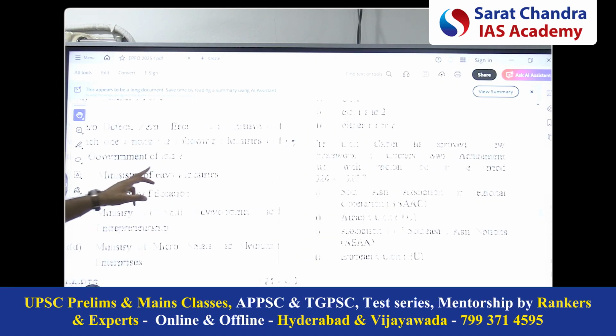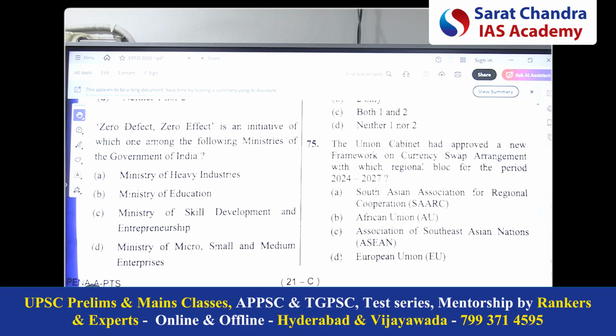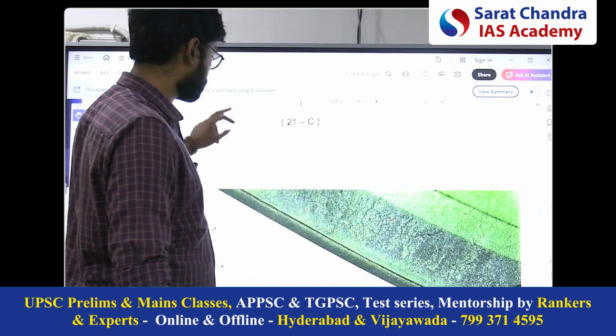Look at this. Zero Defect, Zero Effect is an initiative of which one of the following ministries of the Government of India? Zero Defect, Zero Effect is a scheme which has been brought in by the Government of India to provide quality products, made in India products, to the world. This is an initiative of the Ministry of Micro, Small and Medium Enterprises. So this is the question that has been asked.